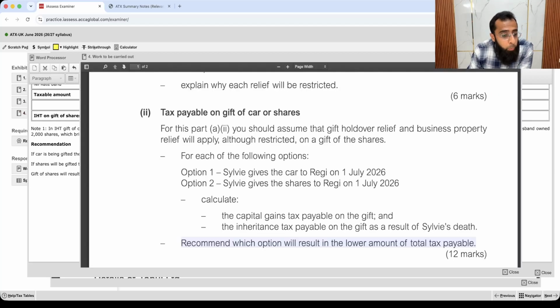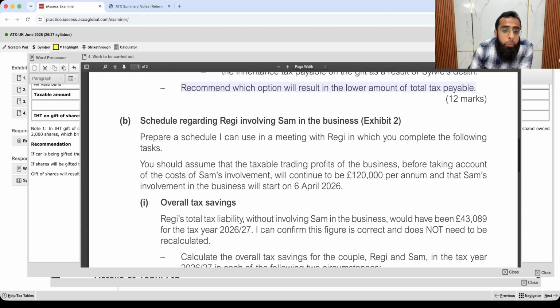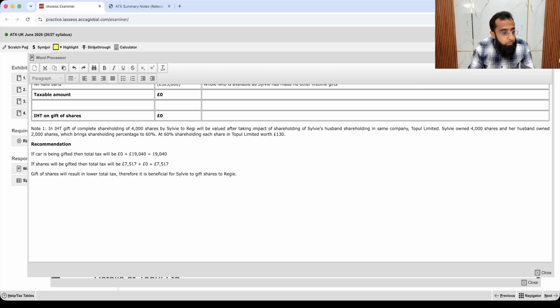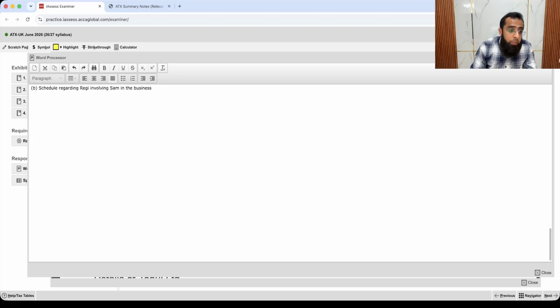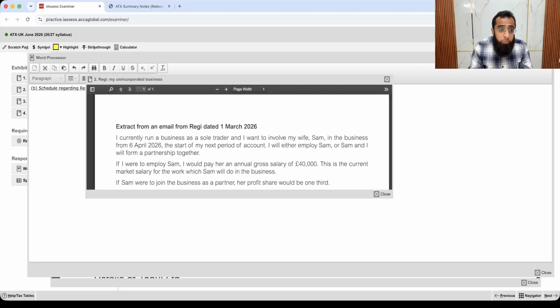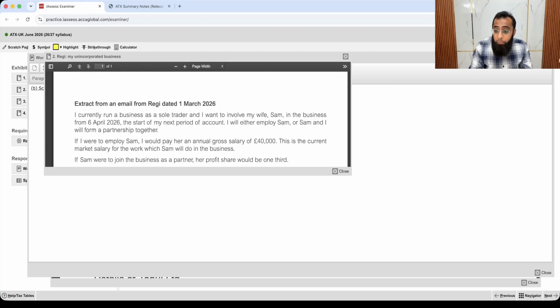Now let's move forward. Now comes requirement B, which is in relation to a schedule regarding Regi involving Sam in the business. So let's copy this requirement and paste it here. But for this, we need to read exhibit number 2 first, and then we'll go into the detail of the answer. So let's look at exhibit 2. I want you all to listen carefully. Till now we have covered 18 marks.